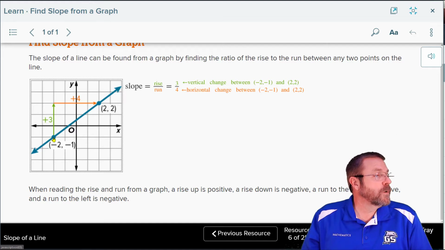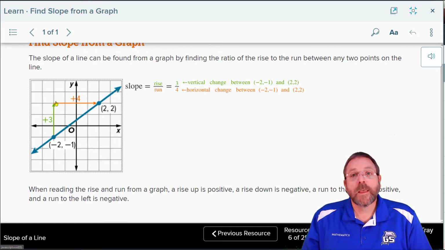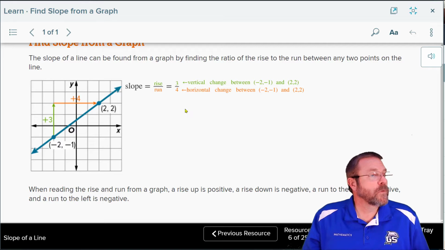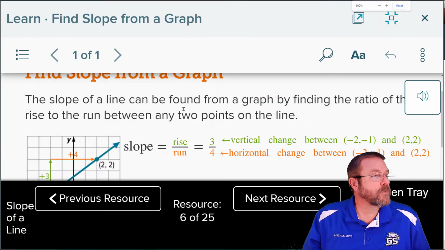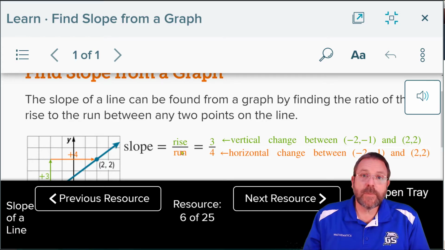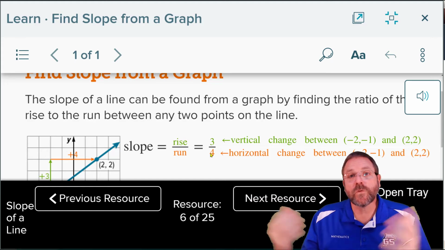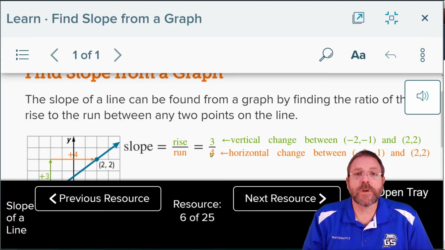So for this one, we're going to rise 1, 2, 3, and we're going to run 1, 2, 3, 4 to get to the points. And if you look over here in the really fine print right there, it shows you that the rise divided by the run is equal to 3 divided by 4. So the slope of that line is going to be 3 over 4.